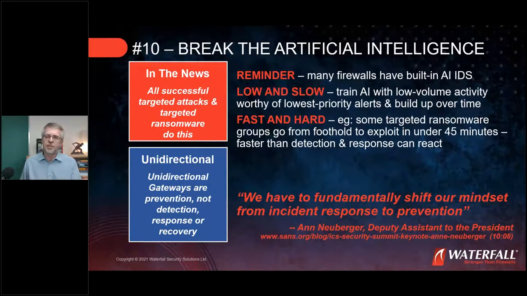The opposite is possible as well. Some of the targeted ransomware attacks on industrial control systems in 2020 went from the rat lands to ransomware everywhere in 45 minutes, faster than human security analysts can recognize the attack as a real thing, even if there are high priority alarms everywhere, faster than incident response teams can be scrambled to deal with the attack. It just happens too fast. Both ways do get past AIs. Every targeted attack that succeeds on a firewall with this AI stuff in it has broken the AI one way or another. This is how it works.